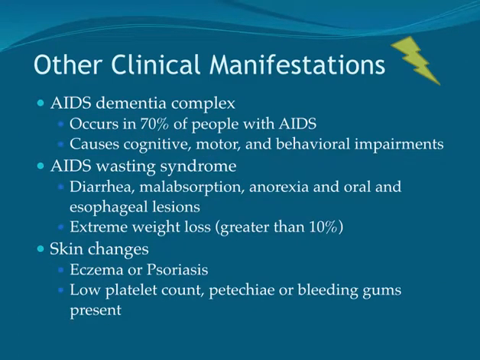There are some other clinical manifestations. You can have some AIDS dementia. You can have AIDS wasting syndrome, and even some skin changes, including petechiae or bleeding gums due to low platelet counts.